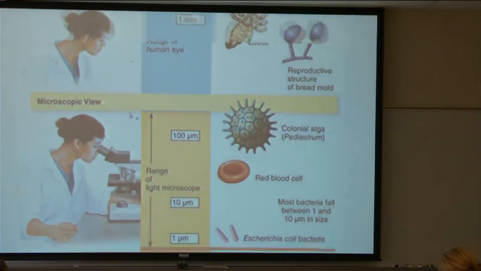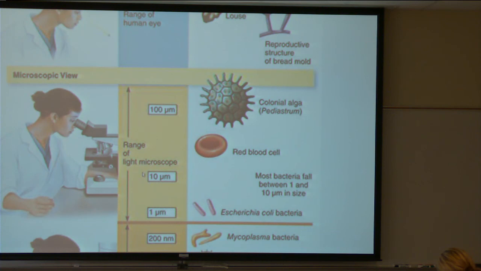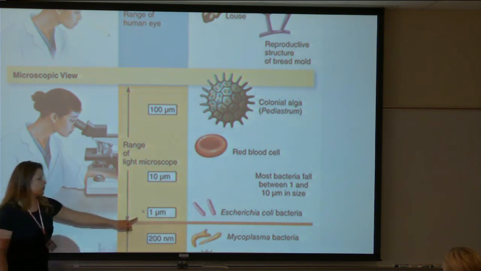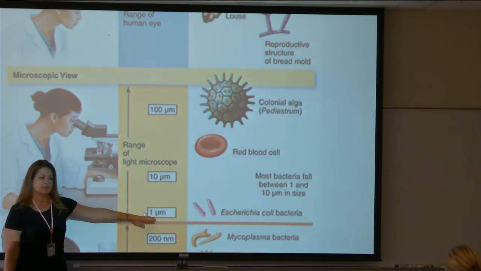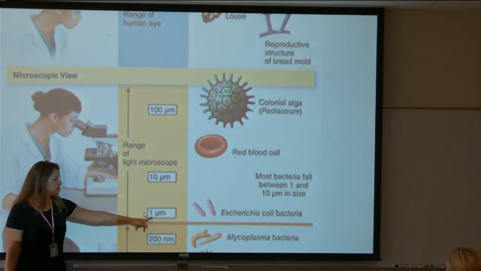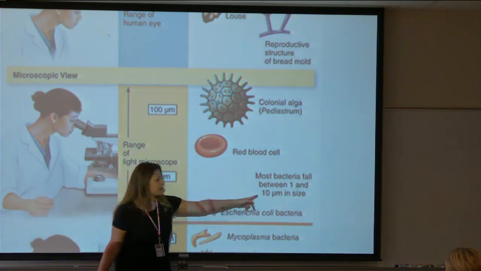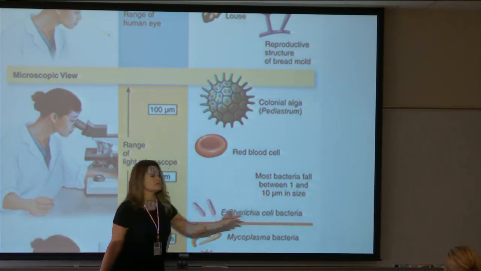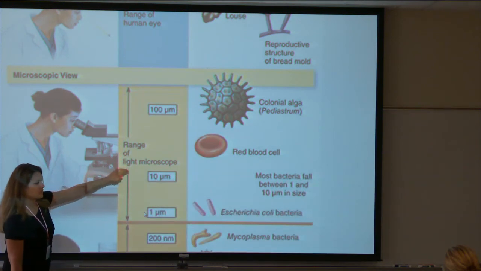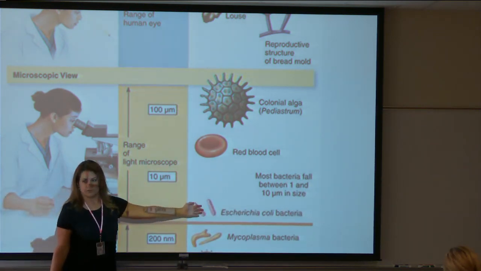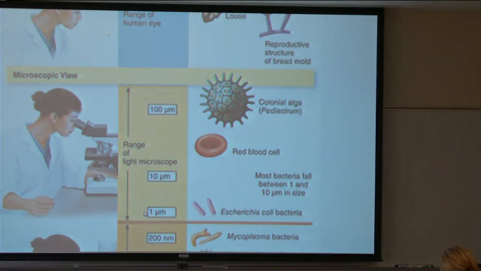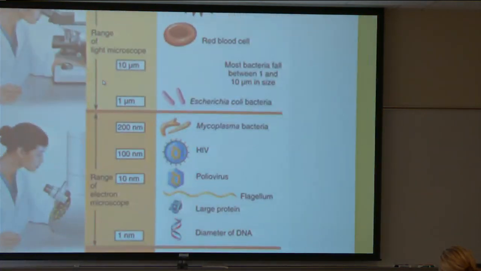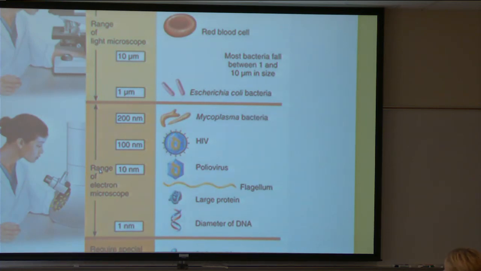Microscopic view, range of the light microscope. They're saying 1 micrometer. Again, we know the ones we have, we can go down to 1/5, so 0.2 micrometers. Most bacteria, again, are between 1 and 10. So definitely, with a standard light microscope, you can see most bacteria. You can also see things like red blood cells or algae, things like that. You would need an electron microscope if you wanted to see viral particles.